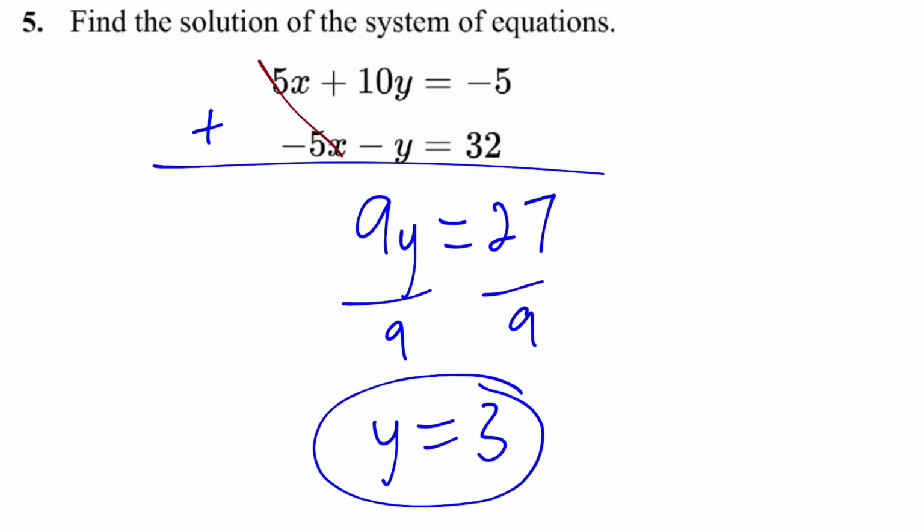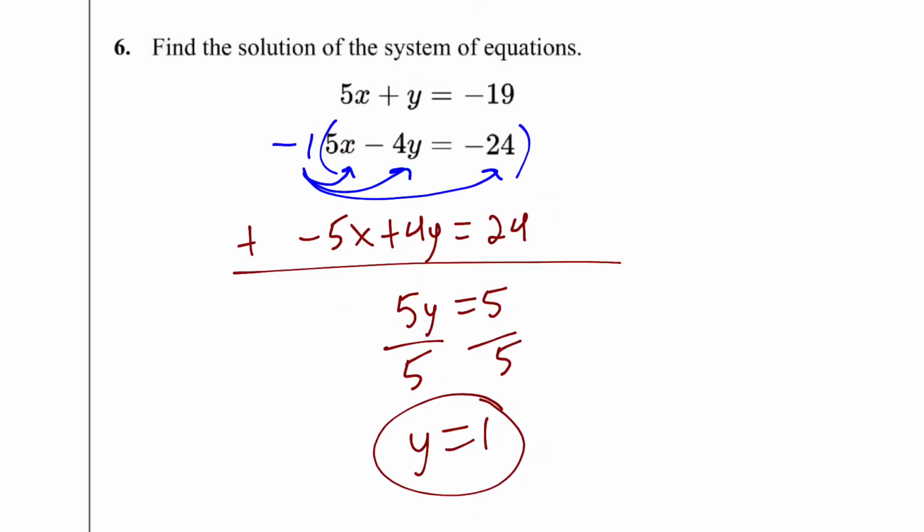This would be a lot of work for substitution. Instead, we use a process called elimination. The way elimination works is you add all of the columns straight up and down. It works really well when you have the same number where one is positive, one is negative. 5x plus a -5x cancels out. 10 minus 1 is 9y. -5 plus 32 is 27. To find out what 1y is, we divide both sides by 9. Y equals 3.